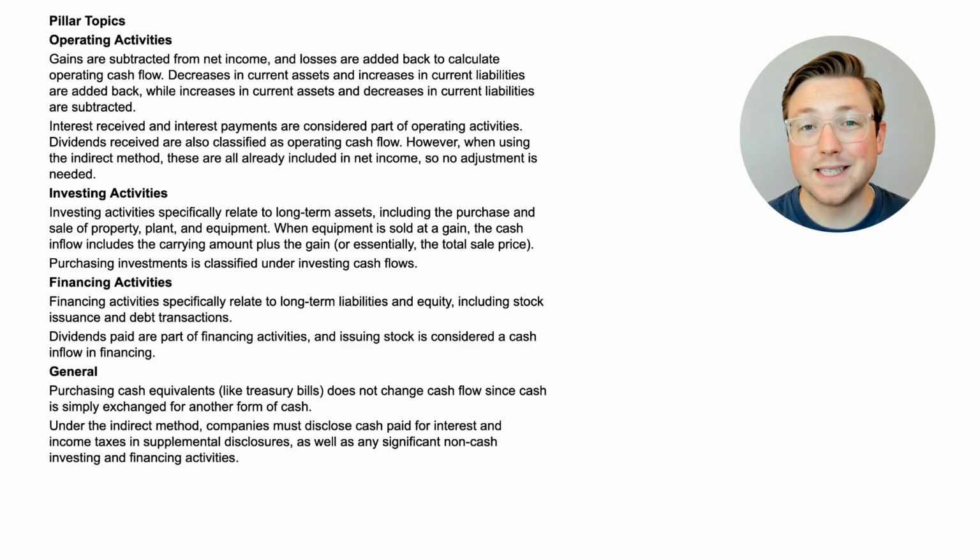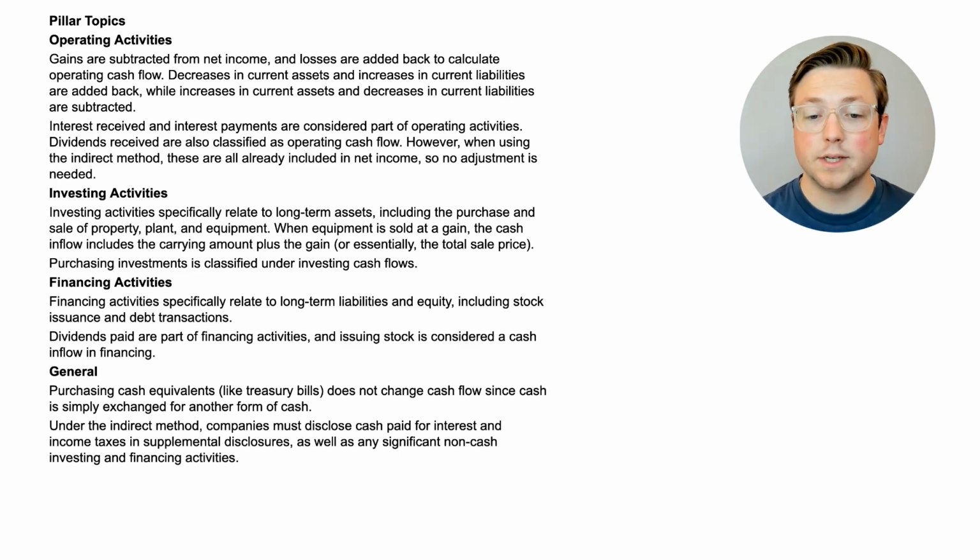Investing activities specifically relate to long-term assets, and that includes the purchase and sale of property, plant, and equipment. When equipment is sold at a gain, the cash inflow includes the carrying amount plus the gain, or essentially the total sales price. So this might be something you see where it's asking what the cash flow is from a gain, and in all reality, when you sell the equipment, the cash flow just has to do with the sales price, just the amount of money they actually received. And this makes sense because they actually received this cash, the sales price, and then there was a gain or a loss, and that went and affected net income.